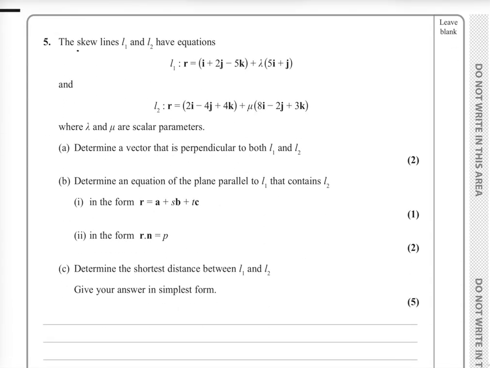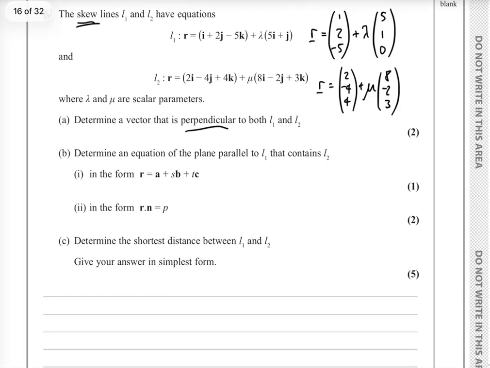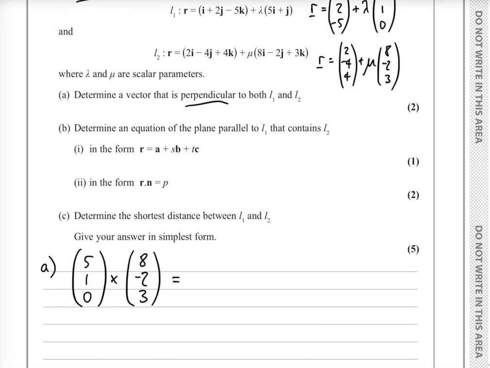The skew lines L1 and L2 have equations here. I'm going to change those. I just prefer column vectors. Where lambda and mu are scalar parameters, determine a vector that is perpendicular to both L1 and L2. Perpendicular to both means we are going to do the cross product of their two direction vectors. So direction vector number 1, 5, 1, 0, cross that with 8, minus 2, 3, and that gives us a vector direction that is perpendicular to these two vectors.